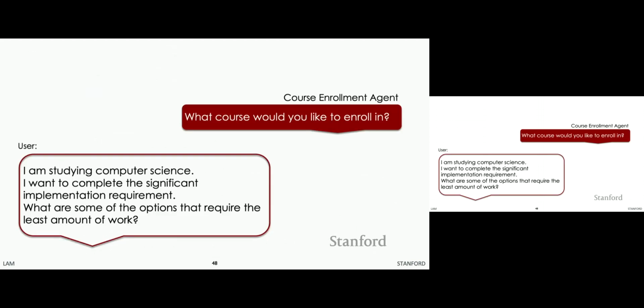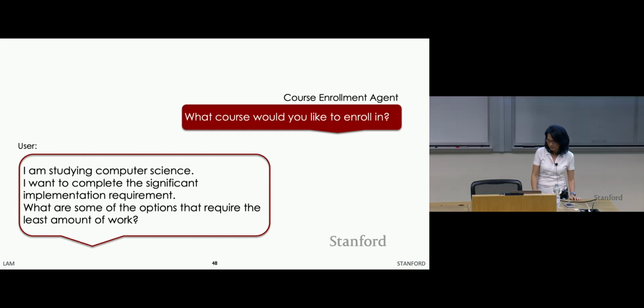So for example, earlier I gave you a very simple example, right? What course would you like? 224V. What units? I just give you the answers. But in real life, this is an example of a question or answer that you can get. What course would you like to enroll in? I'm studying computer science. I want to complete the significant implementation requirement. You guys know about that, right? What are some of the options that require the least amount of work? Right? I don't know, have you asked that question before?